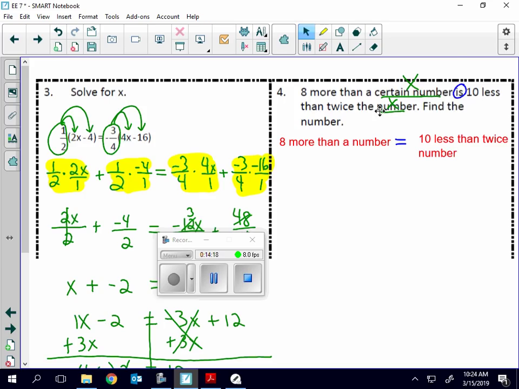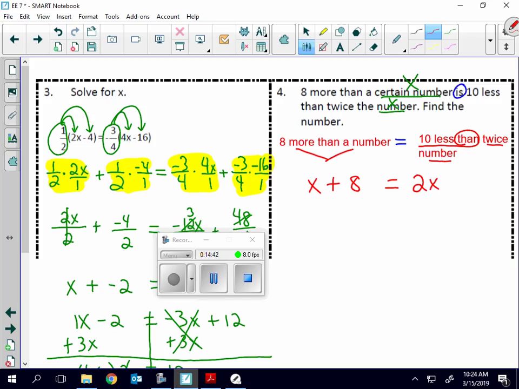Well, let's write this down. What do we have? 8 more than a number really means take that number and add 8 to it. That's what this means. 8 more than a number equals 10 less than twice the number. Remember, less than, again, means put the 10 after. We have to do twice the number, that's 2x, and take away the 10.